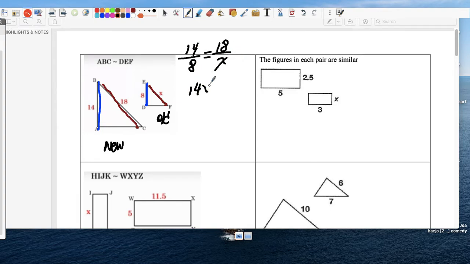And you're going to get 14x equals 64 goes 6, 144, and then obviously divide both sides by 14, and you get our missing side is 10 units. Okay.